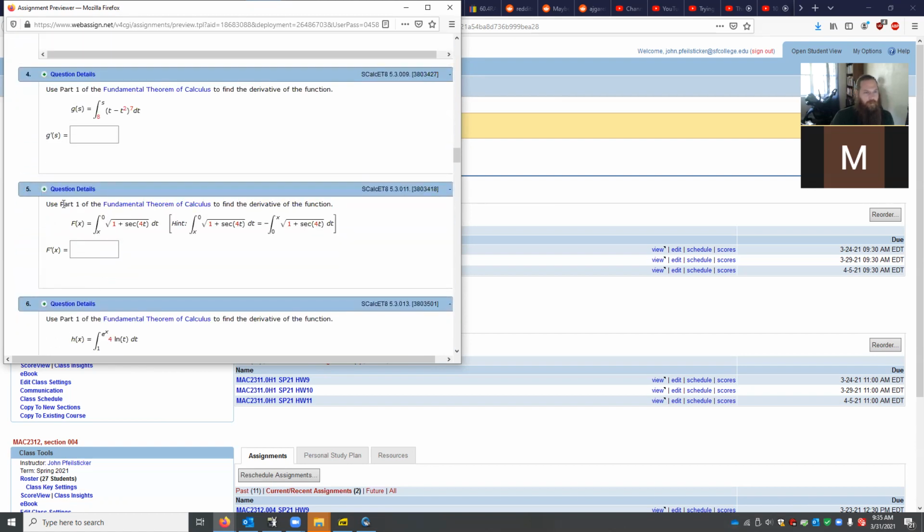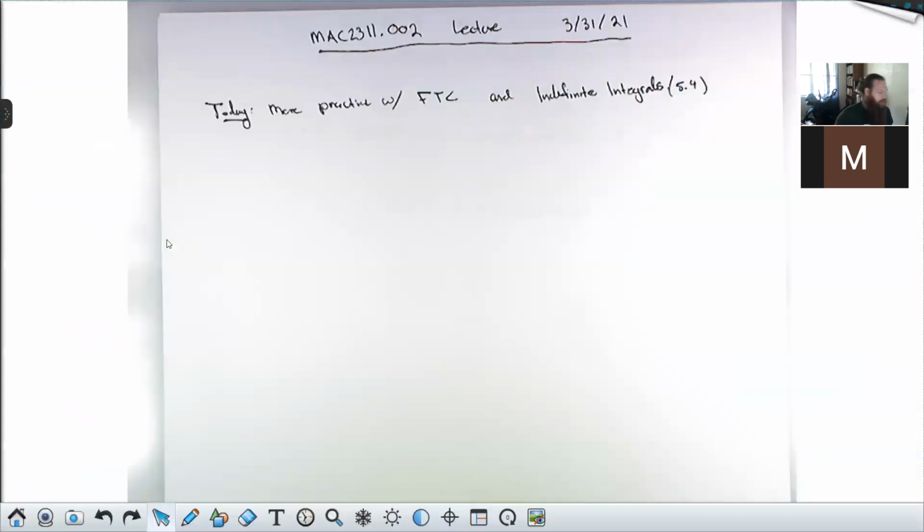Use the fundamental theorem of calculus part 1 to find the derivative of the function capital F equals the integral from x to 0 of the square root of 1 plus secant 4t dt. So I will fiddle with it a little bit.